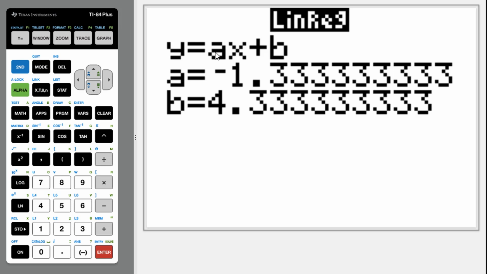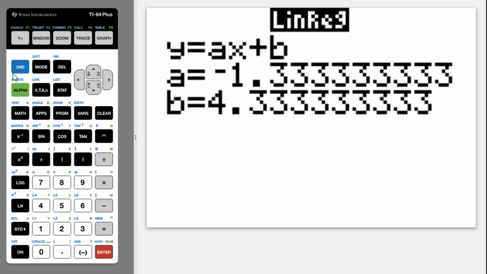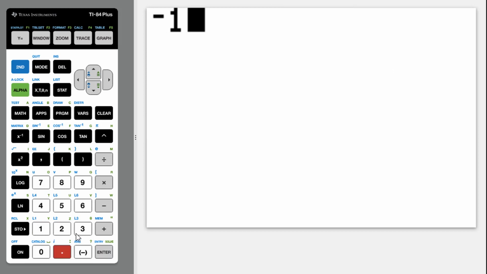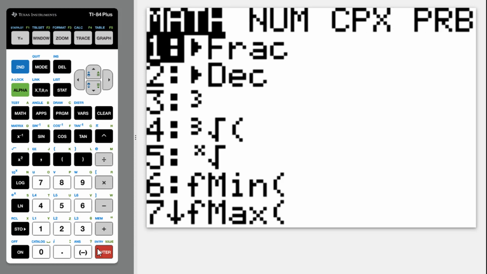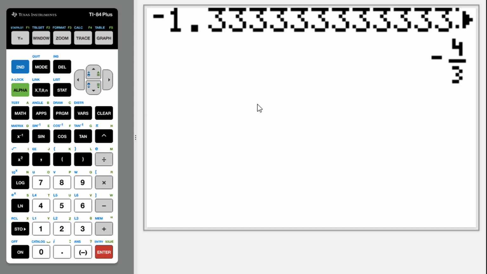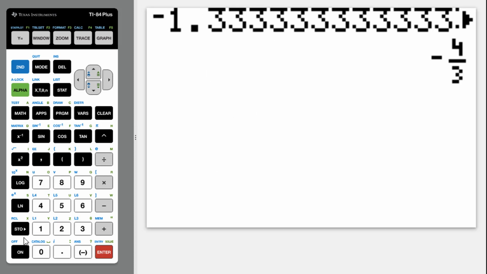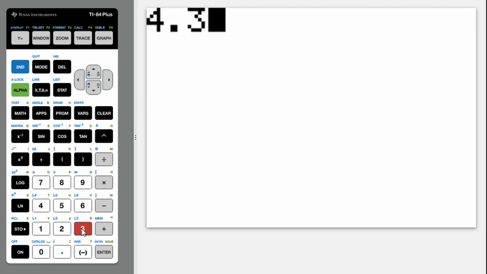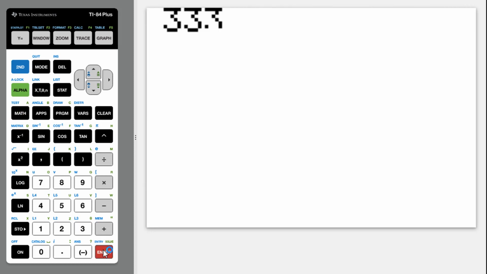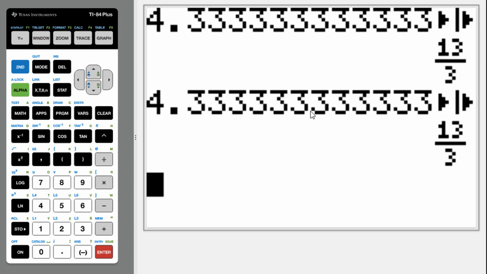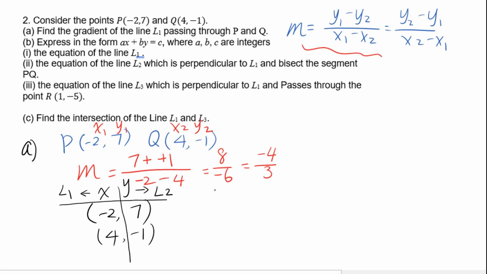We know this A is the slope and B is the y-intercept. So I put back in -1.3333, then go to math, enter, enter. The calculator can change this into a fraction. Then for 4.333, we go to math, enter, enter, and it gives you the fraction 13 over 3. It's really up to you which method to use to get this slope.